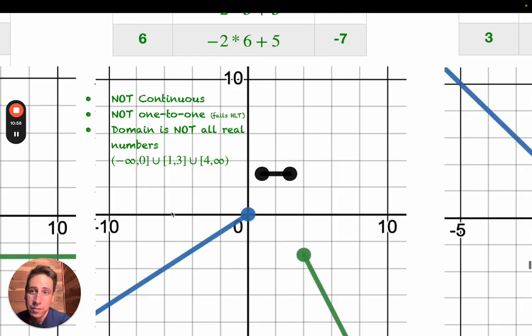And you can see that right here. There are 3 parts to this domain that we're looking at. Negative infinity to 0, these are all these x values. And then also 1 to 3, including 1 and including 3. But 0.5, as I said, has no y value, so it's not in the domain. And then 3.5 is also not in the domain. So we go from 4 to infinity, including 4. Right here, you can notice the brackets.